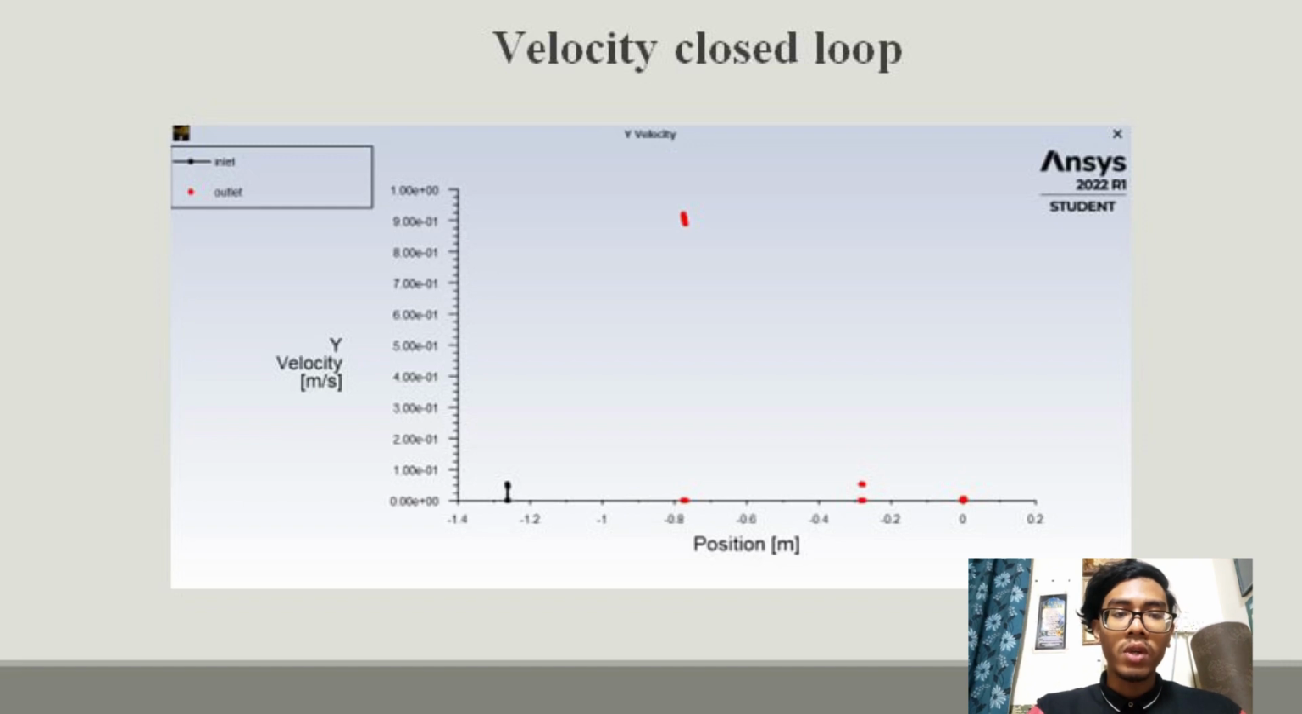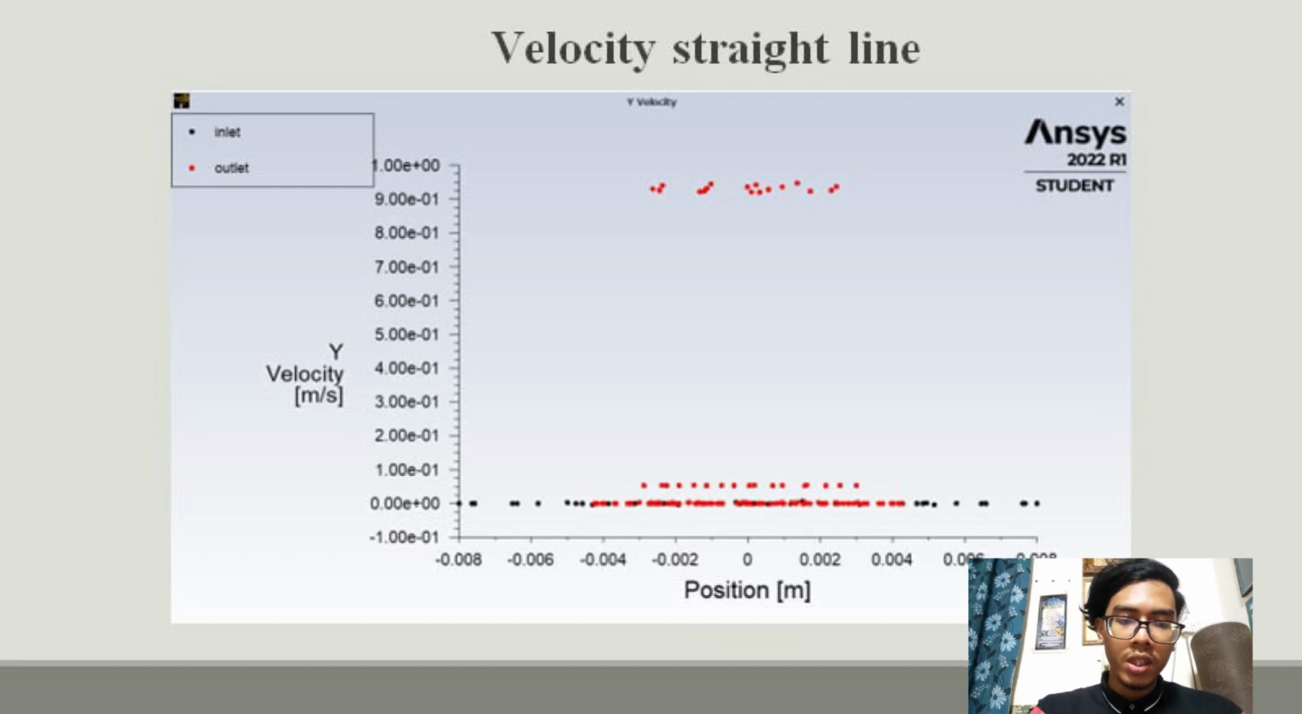Next, for the velocity straight line, you can see the y velocity, and for the inlet the position is from negative 0.008 until 0.008, negative until positive. So the point of outlet is bigger than the inlet. The point of outlet is scattered at the middle, and for inlet is scattered at the left and right of the graph.